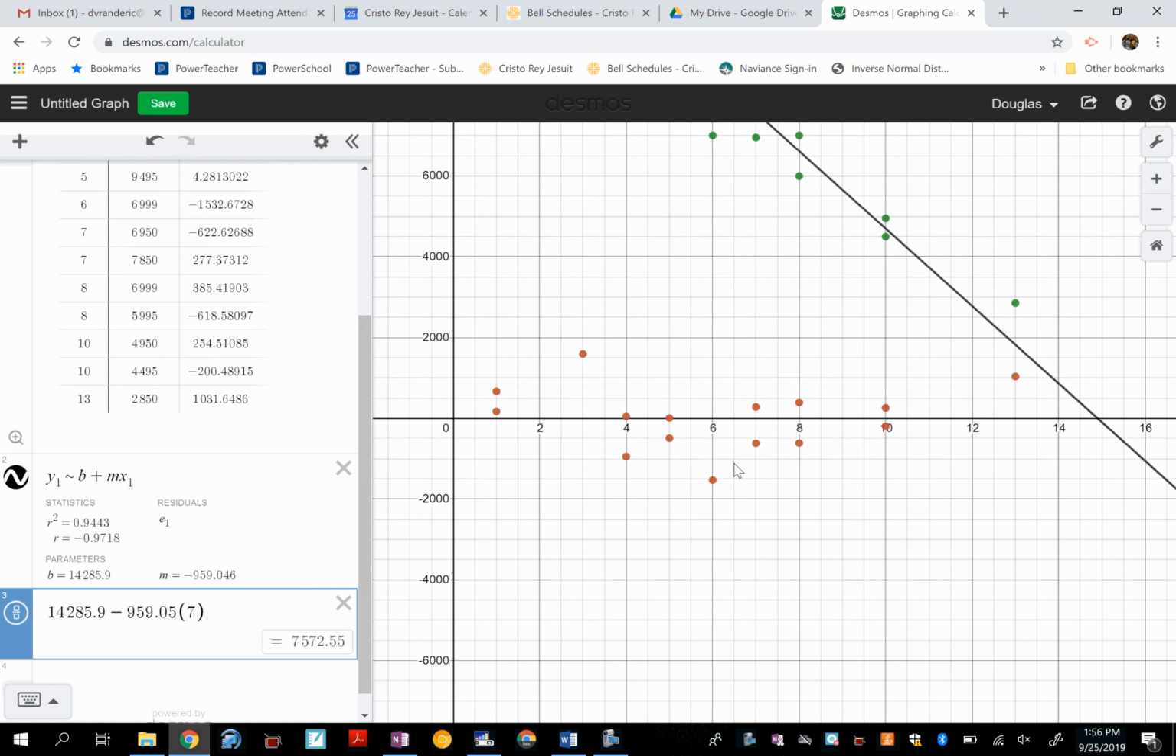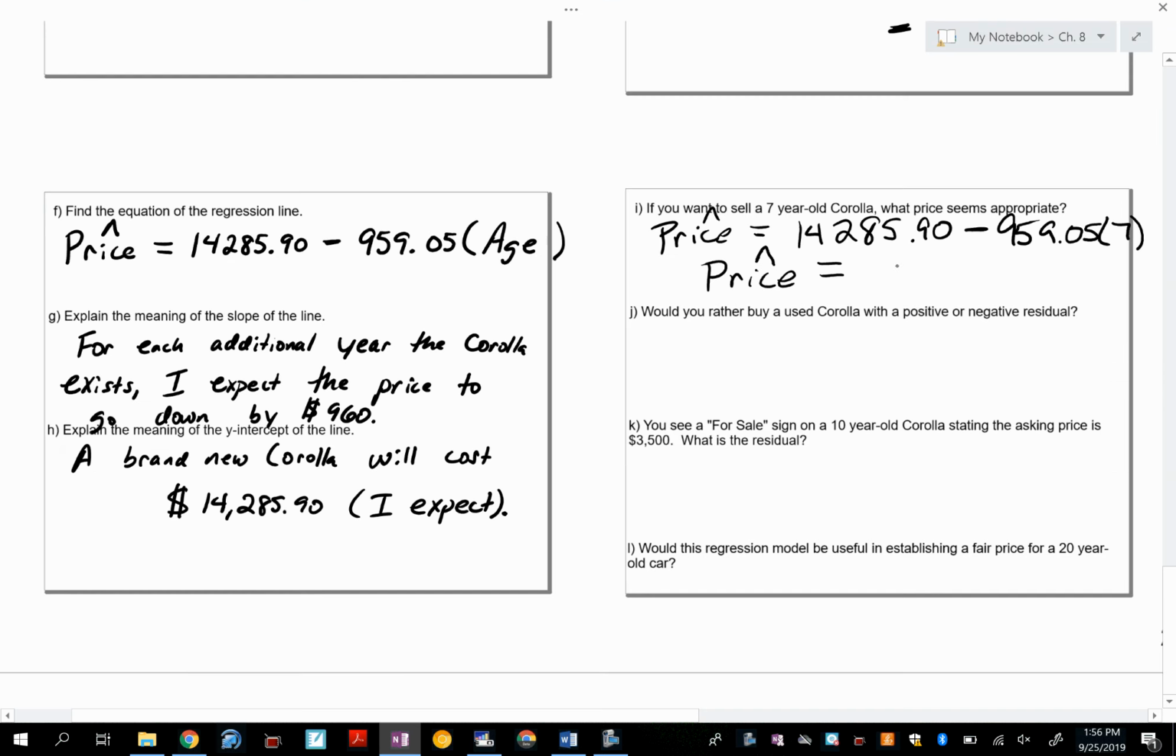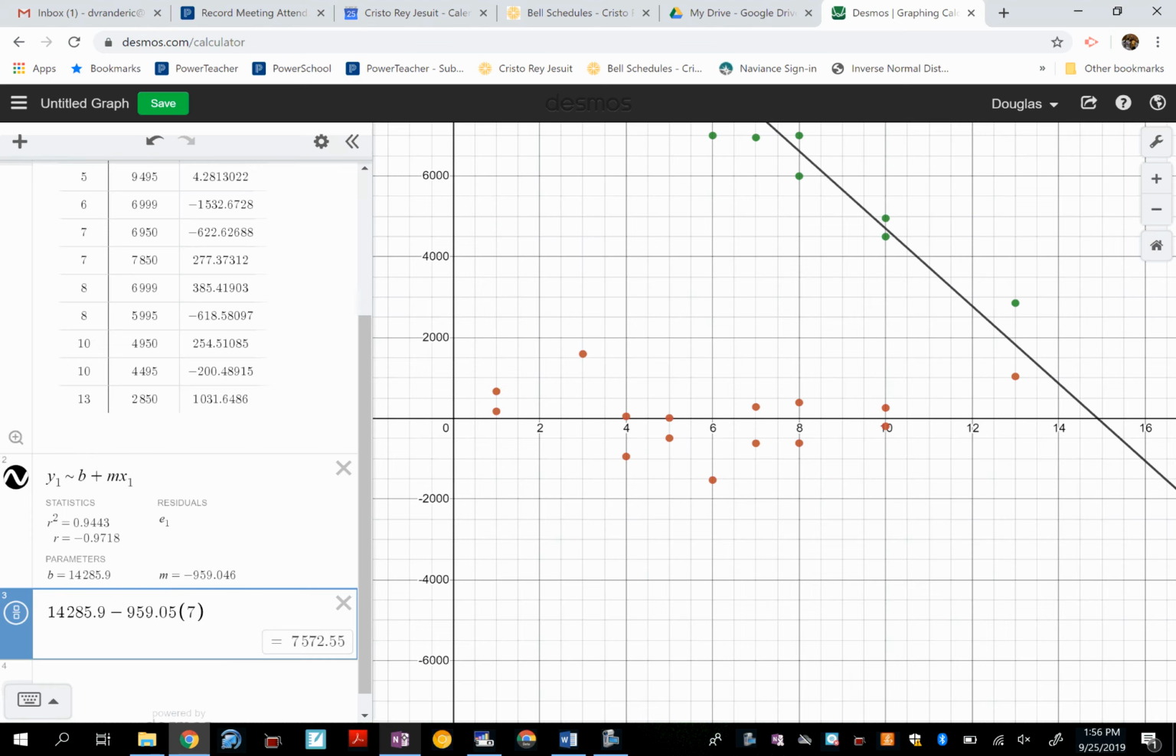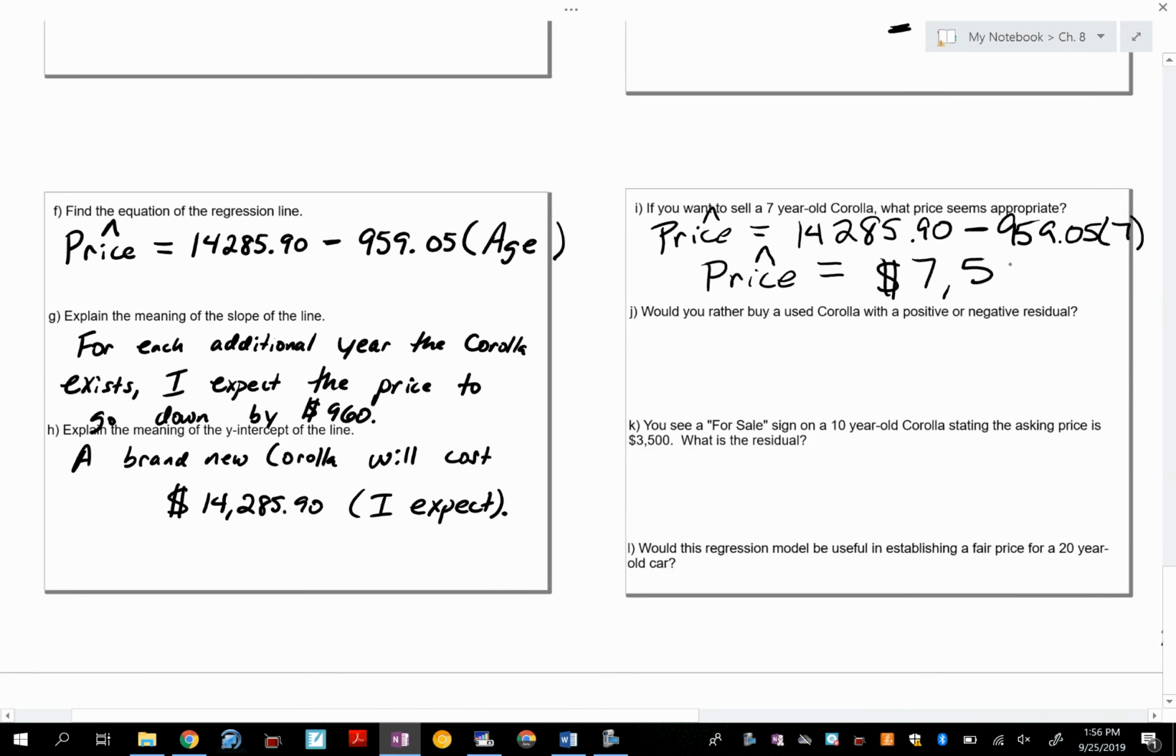So basically, I should price my 7-year-old Corolla for $7,572.55. So 7,000. I already forgot. 500. Don't laugh at me. I'm getting old. 55 cents? Yes. Okay. Now, is this actually what I'm going to price it at? Probably not.